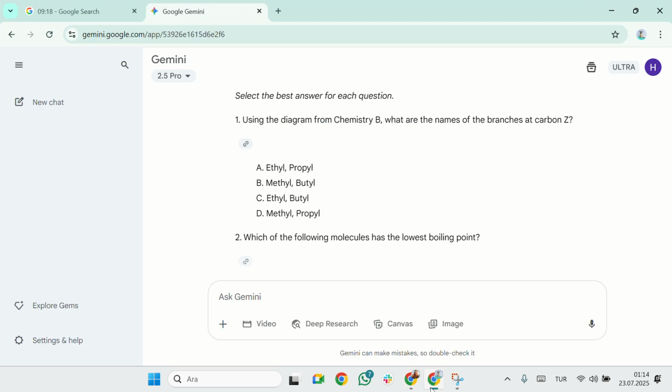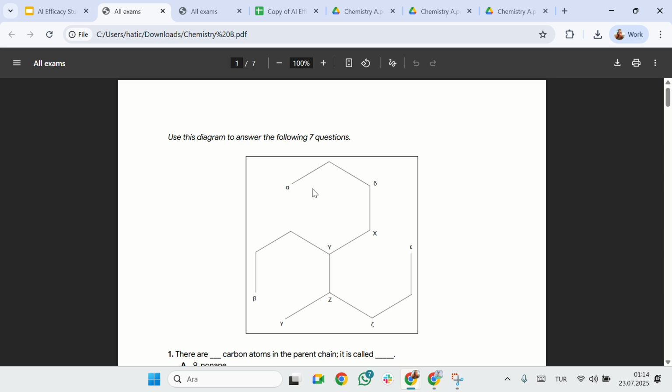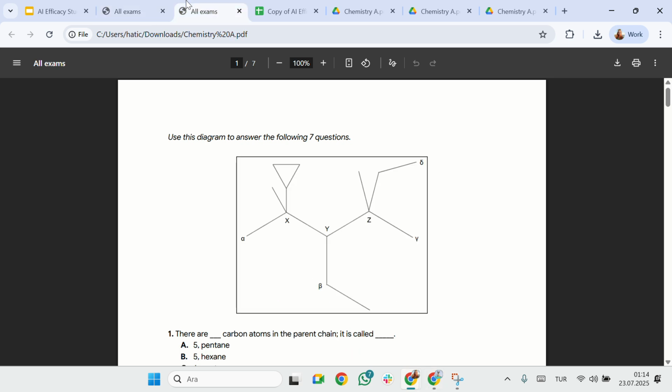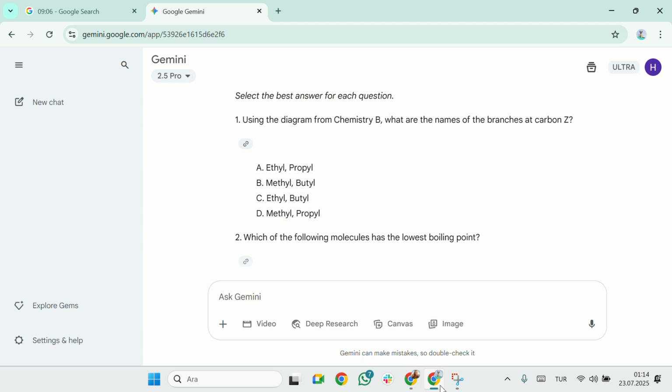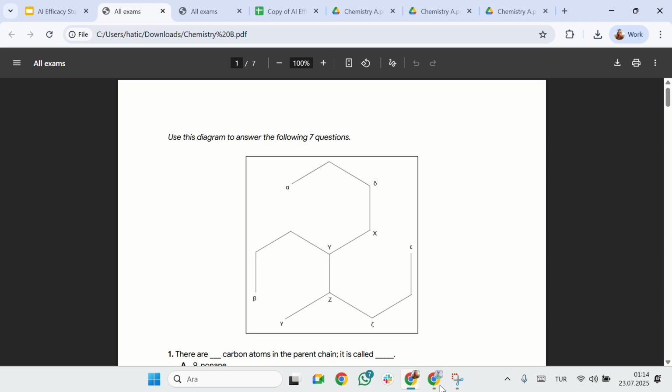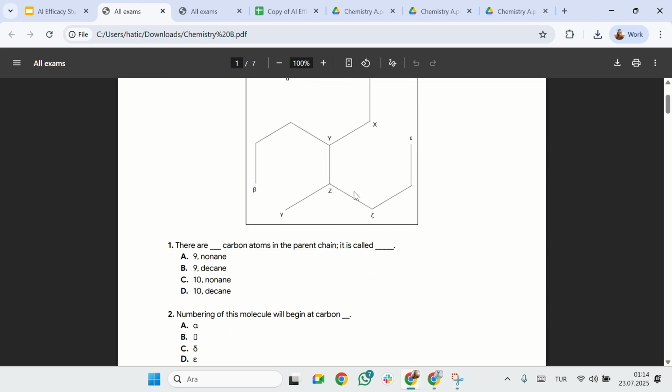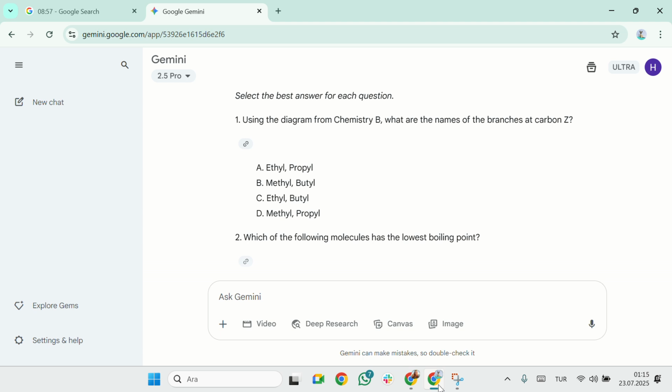Okay. What are the names of the branches at carbon Z? This is B. Okay. What are the names of the branches at carbon Z? At carbon Z. This should be methyl, and this should be propyl, I think.